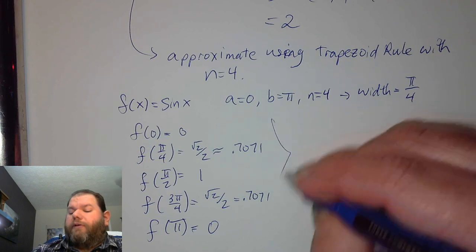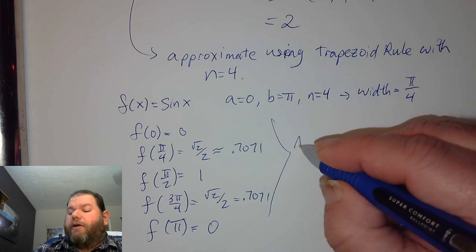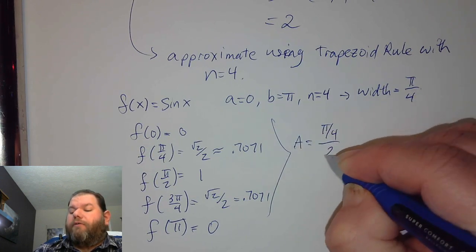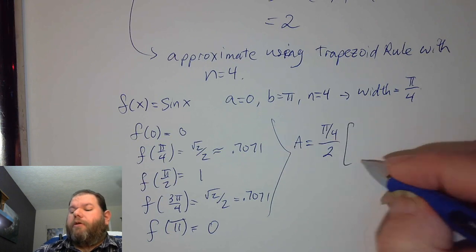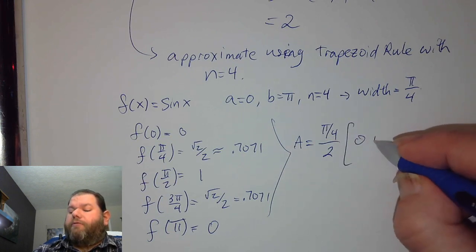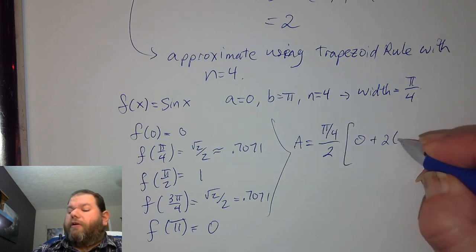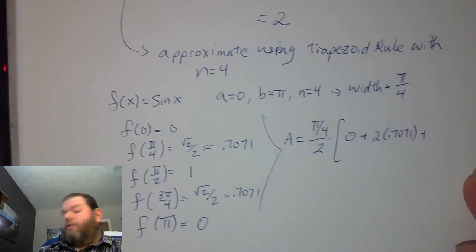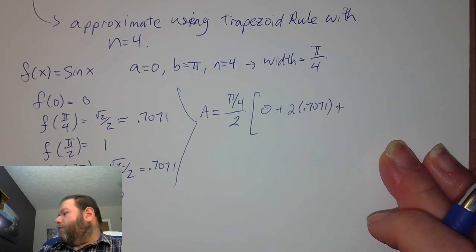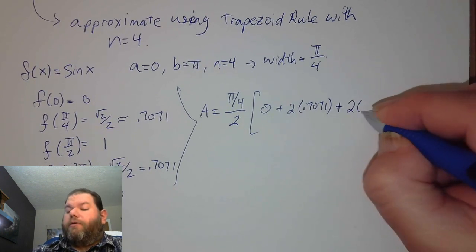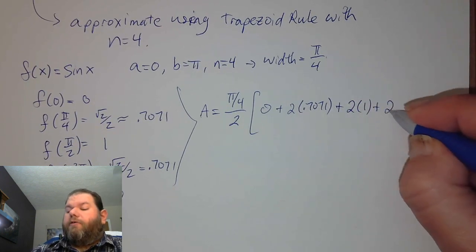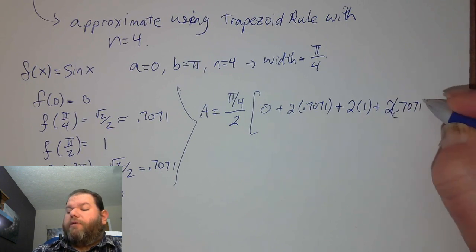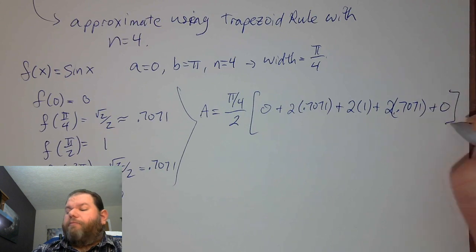Alright, so let's see what that gives us. That means our area is equal to our width, pi over 4, divided by 2. Then inside we have 0, 2 times 0.7071, plus 2 times 1, plus 2 times 0.7071, plus 0.